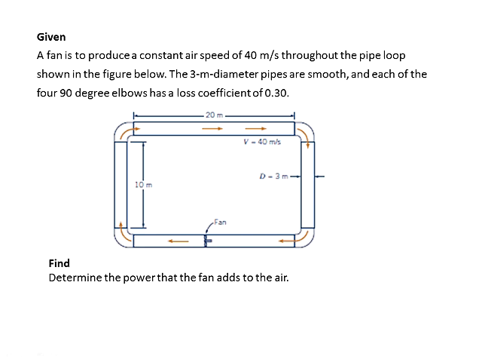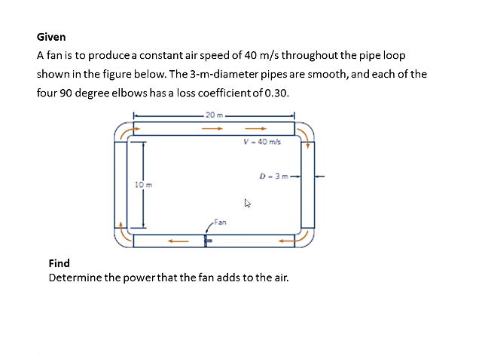For this problem, a fan is to produce a constant airspeed of 40 meters per second throughout the pipe loop shown in the figure below. The 3-meter diameter pipes are smooth, and each of the 4 90-degree elbows has a loss coefficient of 0.30. We're asked to determine the power that the fan adds to the air.